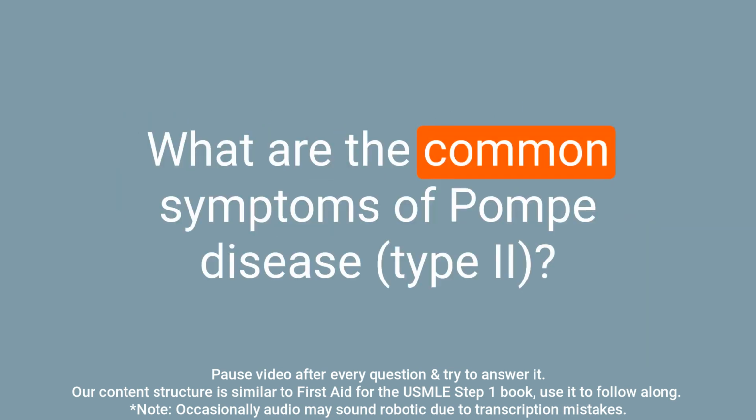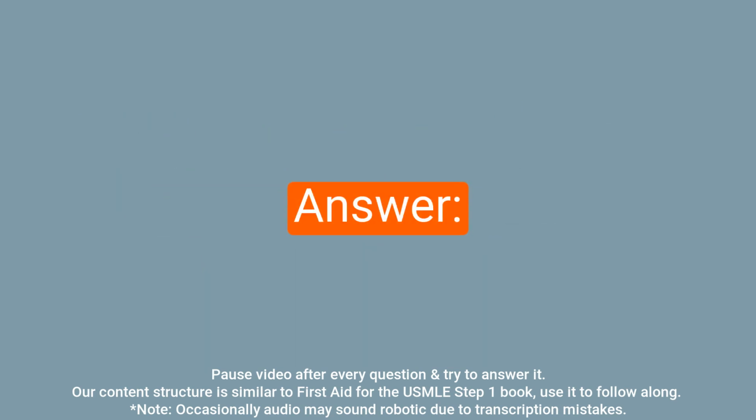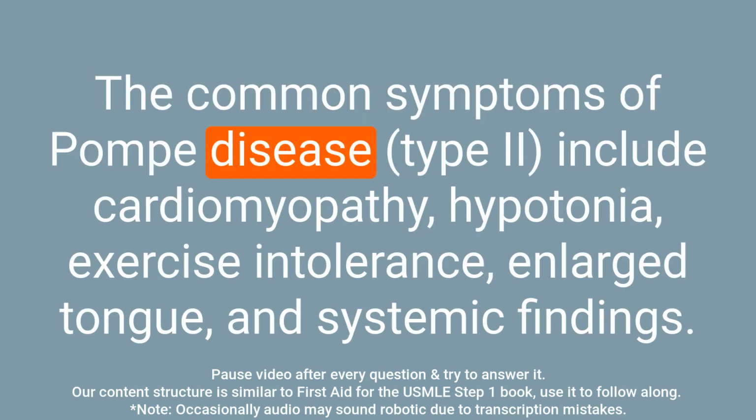Question: What are the common symptoms of Pompe disease? Answer: The common symptoms of Pompe disease include cardiomyopathy, hypotonia, exercise intolerance, enlarged tongue, and systemic findings.